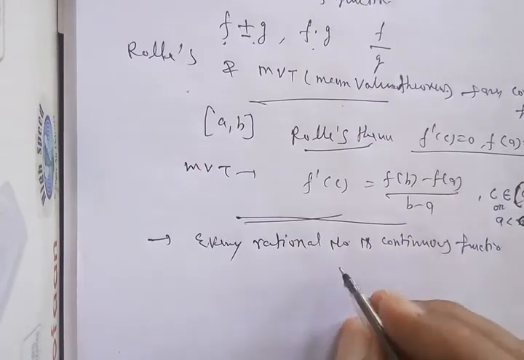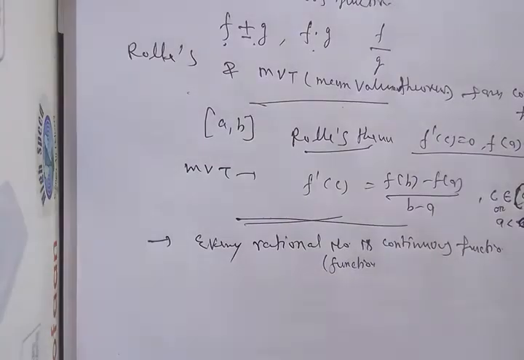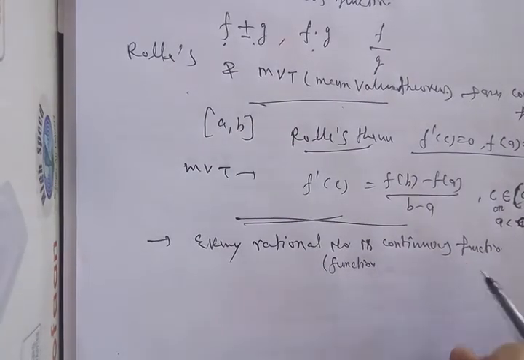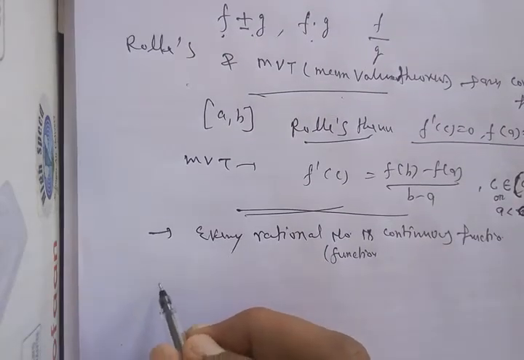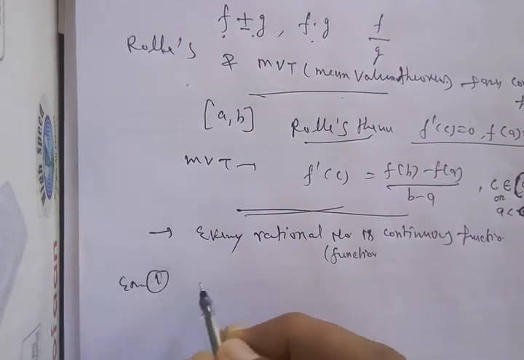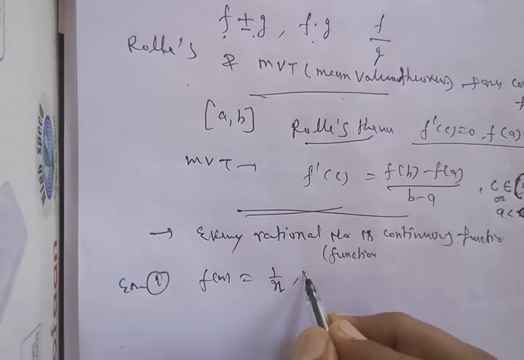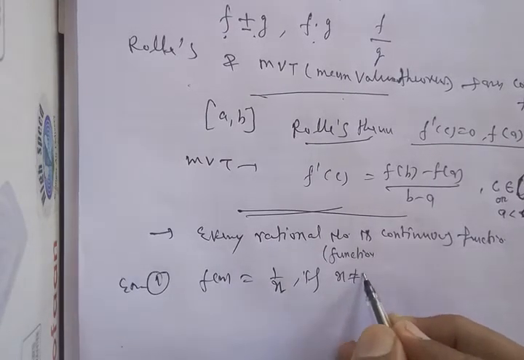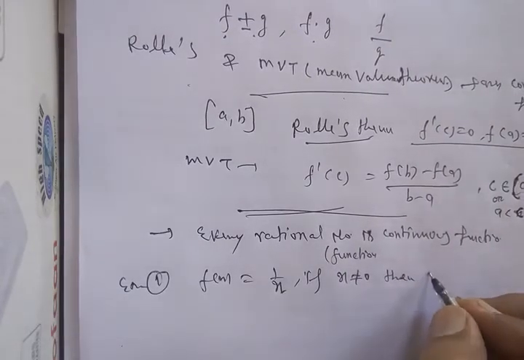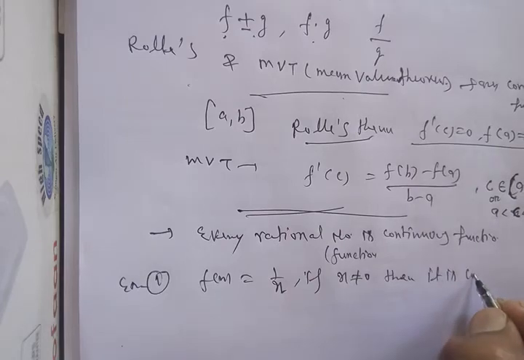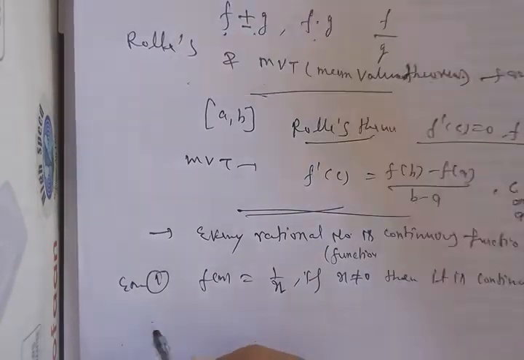Rational number, rational function: you study only functions. So a rational function is a continuous function. Clear? Next, first example: the function f(x) equals 1 upon x. If x is not equal to 0, then it is continuous. Okay, a competition type question.